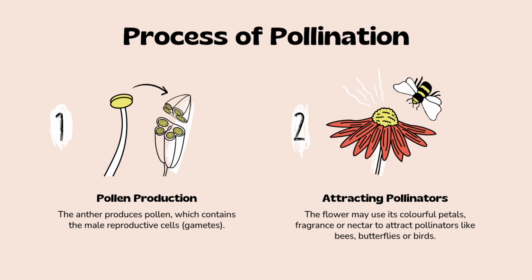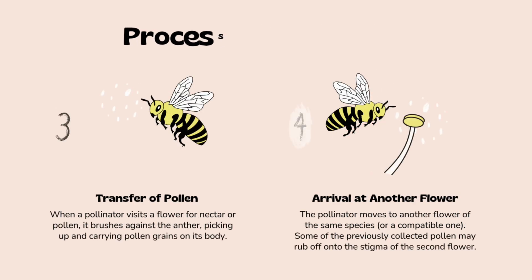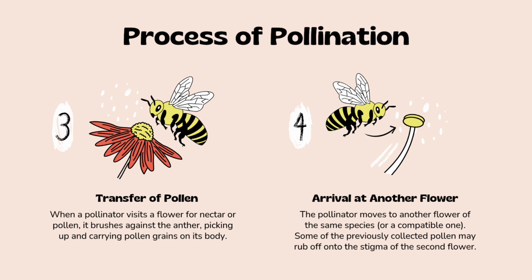Process of pollination. First, pollen production. The anther produces pollen, which contains the male reproductive cells, gametes. Second, attracting pollinators. The flower may use its colorful petals, fragrance, or nectar to attract pollinators like bees, butterflies, or birds. Third, transfer of pollen. When a pollinator visits a flower for nectar or pollen, it brushes against the anther, picking up and carrying pollen grains on its body.